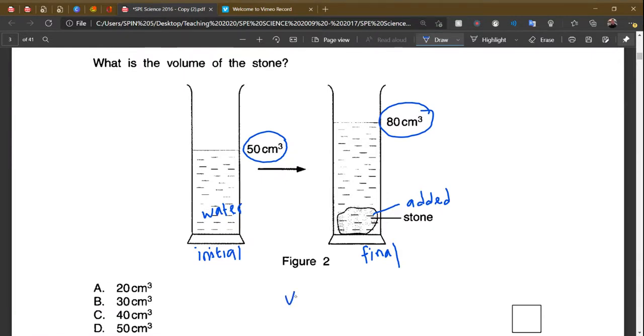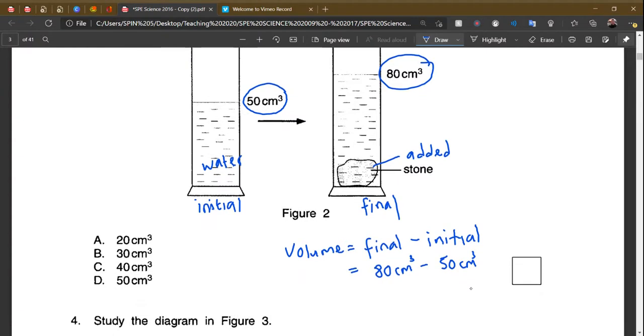Therefore, to find the volume, volume is equal to the final volume that you have with the stone minus the initial volume without the stone, and you will get the answer 80 cubic centimeter. Cubic is for volume. Minus 50 cubic centimeter, and you will get 30 cubic centimeter. Therefore, B. The thing about science is that you just have to answer the question step by step, and you will get the answer at the end.